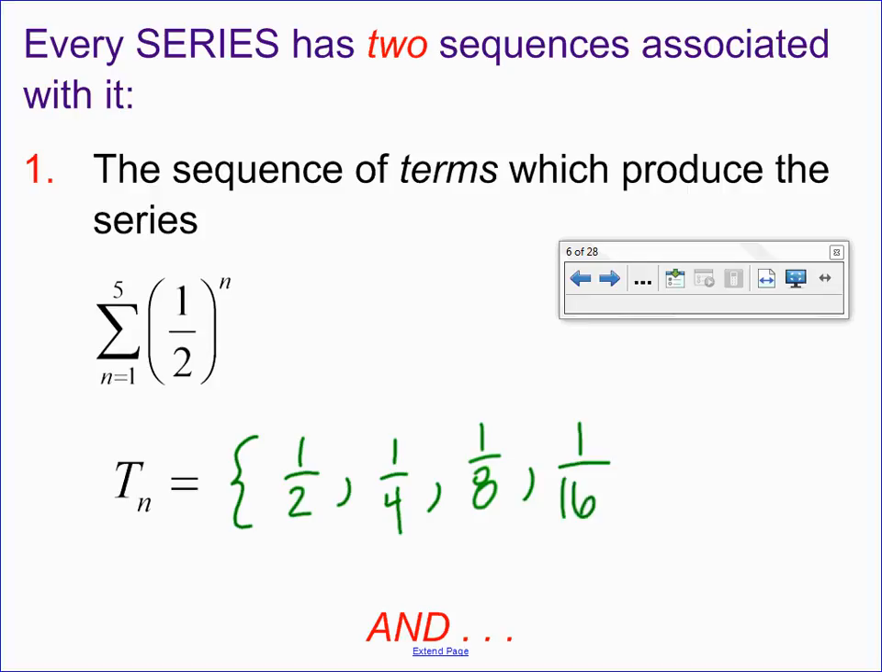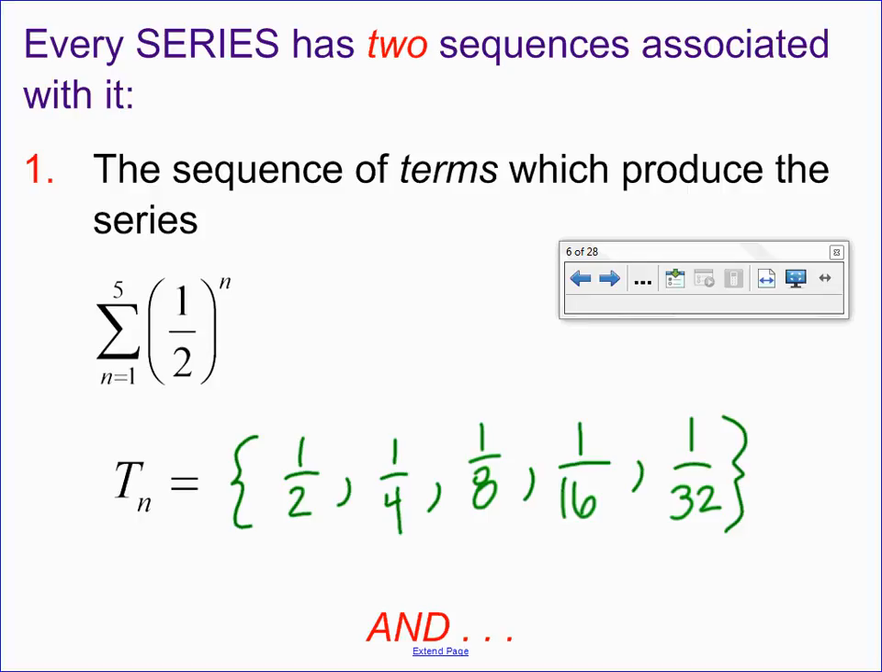1/16. And what would be our last term in these 5 terms, Riley? 32. Great. So because we're only going the first 5 terms, we can list those 5 terms. And this is the sequence of terms which will be used to produce the series.